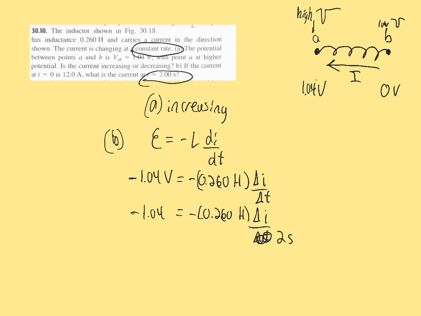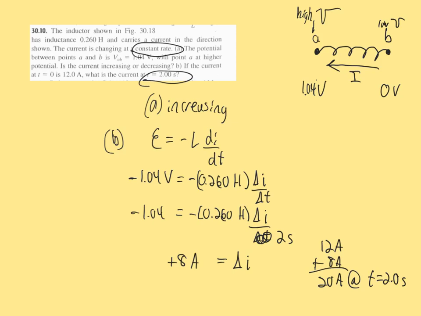So I'm going to multiply all that stuff out. I get that delta I equals 2.08 divided by 0.26, which gives me an answer of positive 8 amps. Well, I know my original current was 12 amps, so I add the 8 amps to it. So that means I have 20 amps at 2.0 seconds.